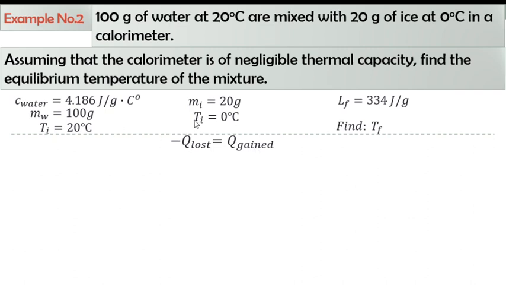By looking at the temperature of our two substances, the water has higher temperature. Therefore, the water will be the one to lose energy. So negative Q lost will be the negative mc delta T of the water. And the energy lost by water will be gained by the ice. In that case, our ice will melt, so the Q gained is equal to the mass of ice times latent heat of fusion. Again, this is m times L sub F because our ice will gain energy and melt.